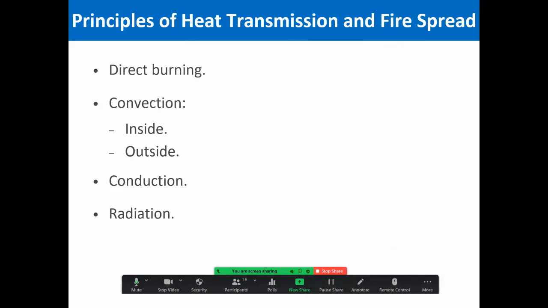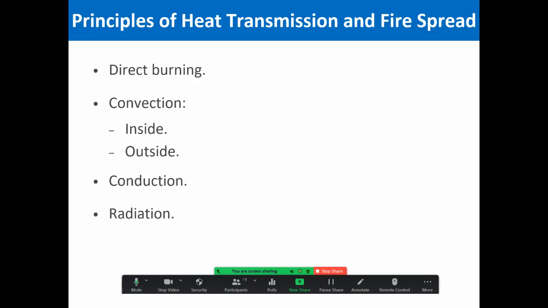From the direct heat of the ongoing fire, the other fuel will catch fire, and this process is called direct burning. Then there is convection. Convection basically is the movement of fluids such as gases. The movement of fluids will carry the heat from one place to another place, and it will spread the fire as well.